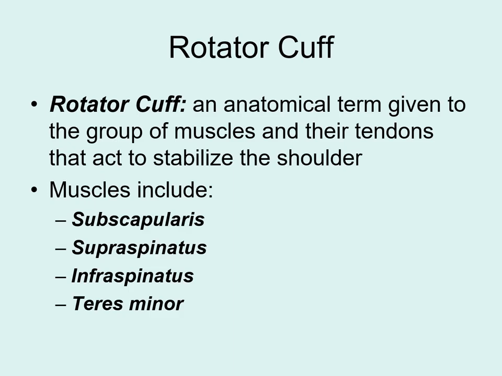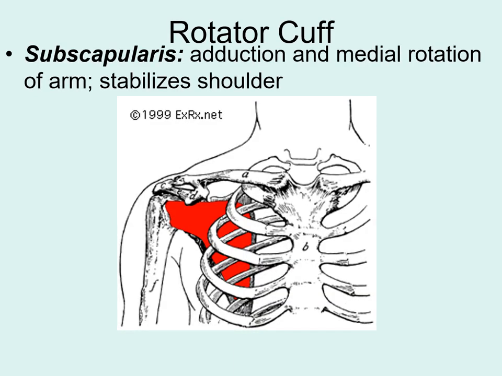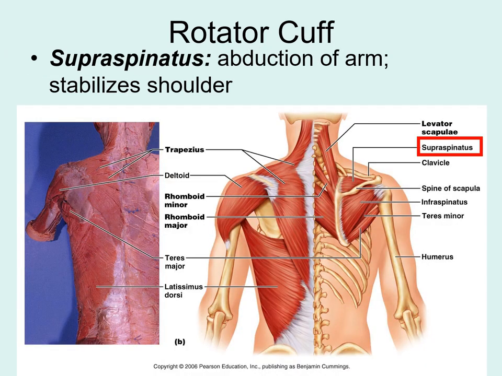The rotator cuff is a term that's used for a group of muscles that all act together in combination to help stabilize the shoulder. The muscles that are included with the rotator cuff are the subscapularis, the supraspinatus, infraspinatus, and the teres minor. So the subscapularis is involved with adduction and medial rotation of the arm. It helps to stabilize that shoulder. The supraspinatus is for abduction and stabilizes the shoulder once again.